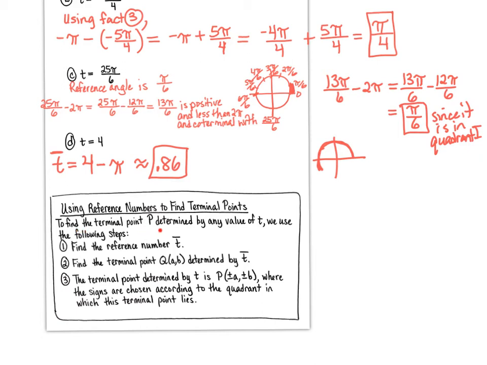So to find the terminal point P determined by any value of t, we use the following steps. 1, find the reference number t bar. Find the terminal point Q of a, b determined by t bar. And then the terminal point determined by t is the point P, plus or minus a, comma, plus or minus b, where the signs are chosen according to the quadrant in which the terminal point lies. So you find your reference number lives in quadrant 1, then the terminal point that you're looking for will be based on the quadrant that your point lies in.